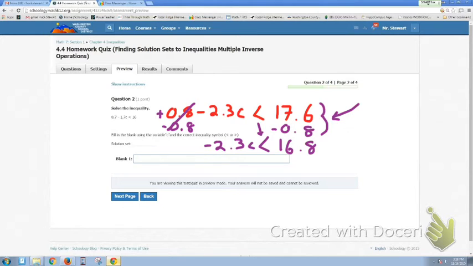However, as I'm looking at this, I notice this is multiplication, and to undo multiplication I'm going to divide. Use the line to show division. In algebra, we're going to use fractions to show division. I'm going to divide both sides by this value right here. So that's a negative 2 3/10 being divided to both sides.